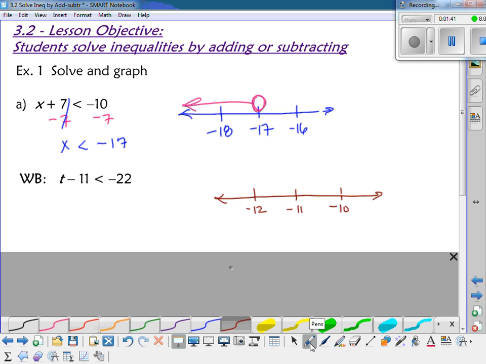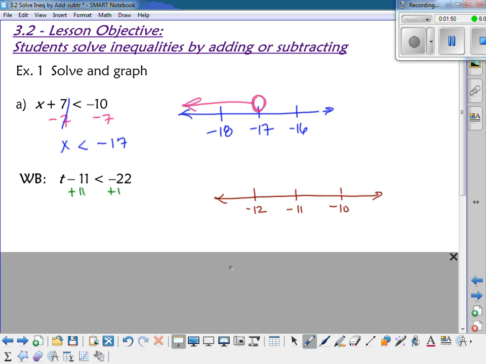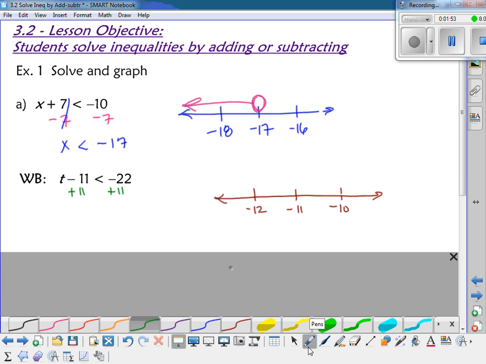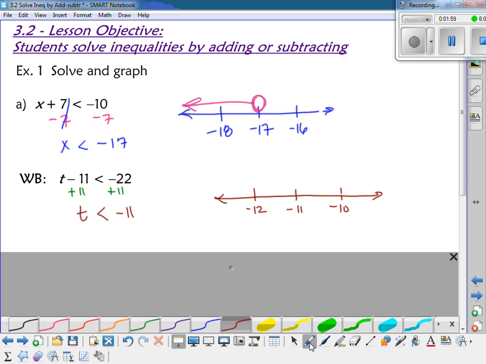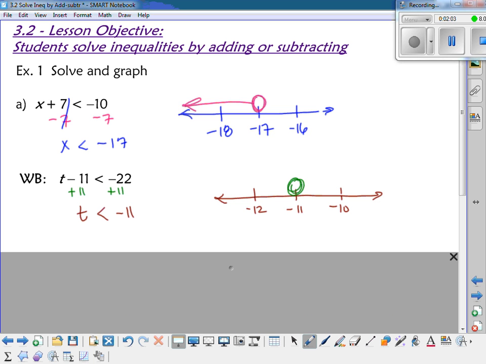All right, so to get the t by itself, the opposite of subtraction is addition. So hopefully you added 11 to both sides. And when you do that, you get that t is less than negative 11. So your graph, again, is going to be an open circle on the negative 11 and going to the left since it's less than.